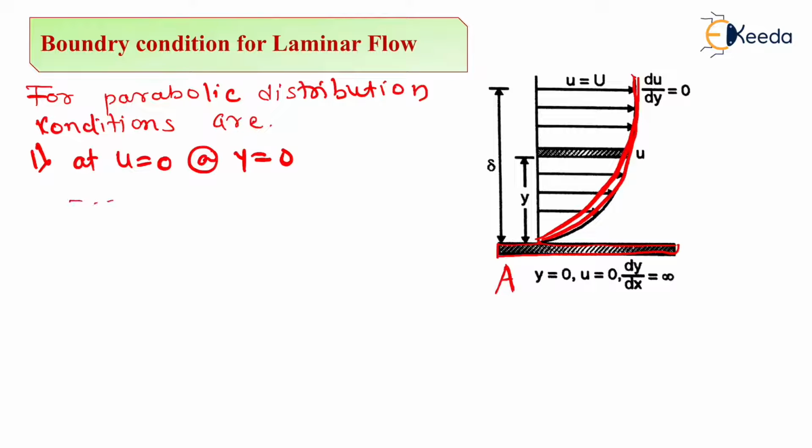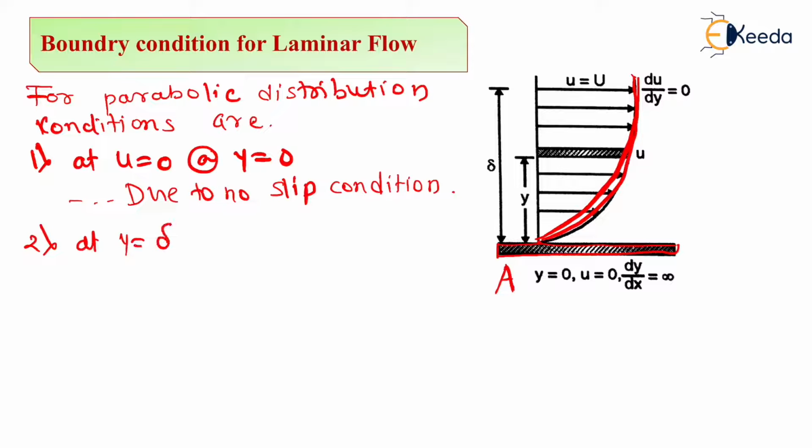At point A, due to the no slip condition, u is 0. So this is the first condition at the initial point, that is A. Second condition is at y equal to delta. Delta is nothing but the boundary layer thickness.